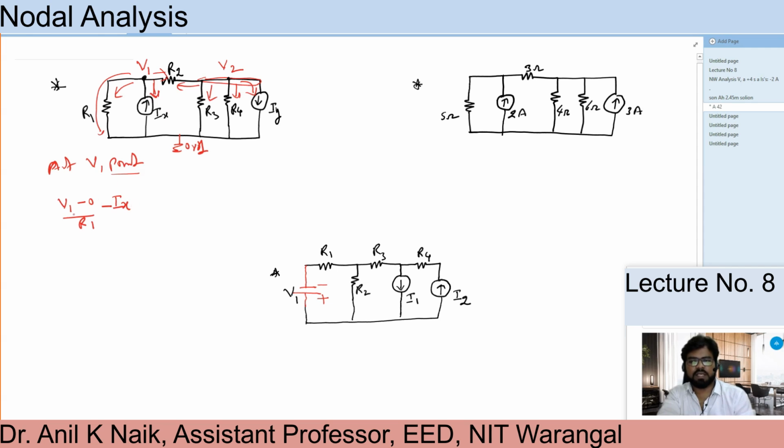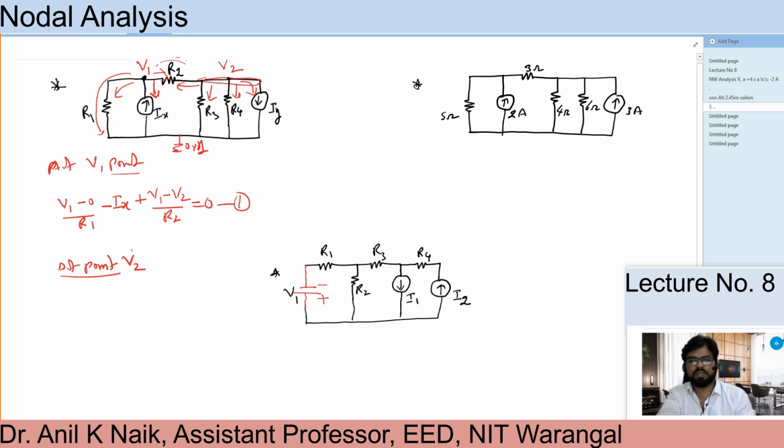This is also current, this is also current. So the current source is already there, and the current is known to us, but the direction I assumed is different from the current source direction. That's why I'm writing minus Ix. Now plus, for this element, I have to write the current direction V1 minus V2 by R2 equal to 0. This is one equation.